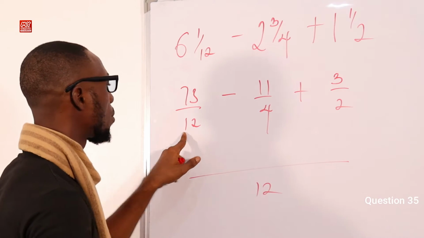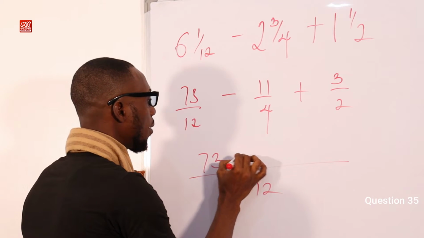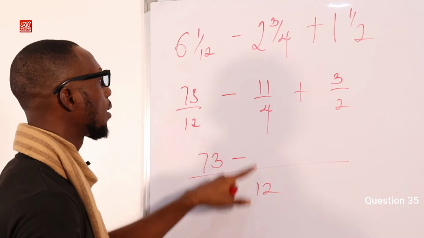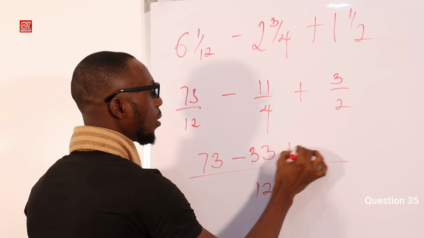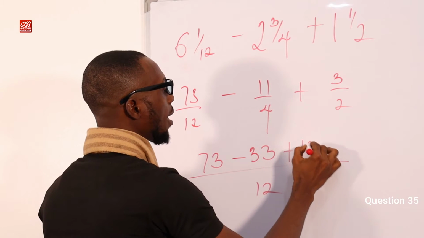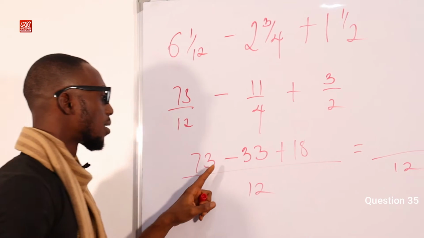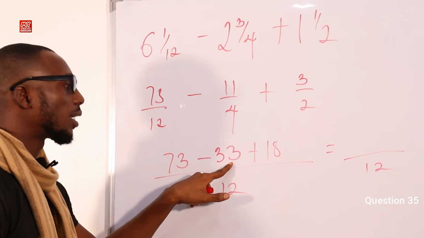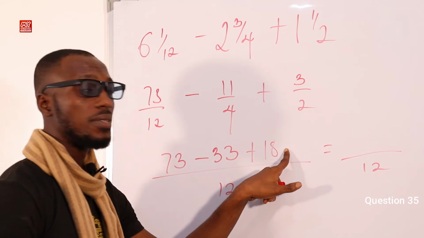Okay, so we have 12 and 12 in 12, 1 times 73, we have 73, minus 4 in 12, 3 times 11, 33, plus 2 in 12, 6 times 3, that is 18. Okay, 73 minus 33, that should give us 40. 40 plus 18, that should give us 58.